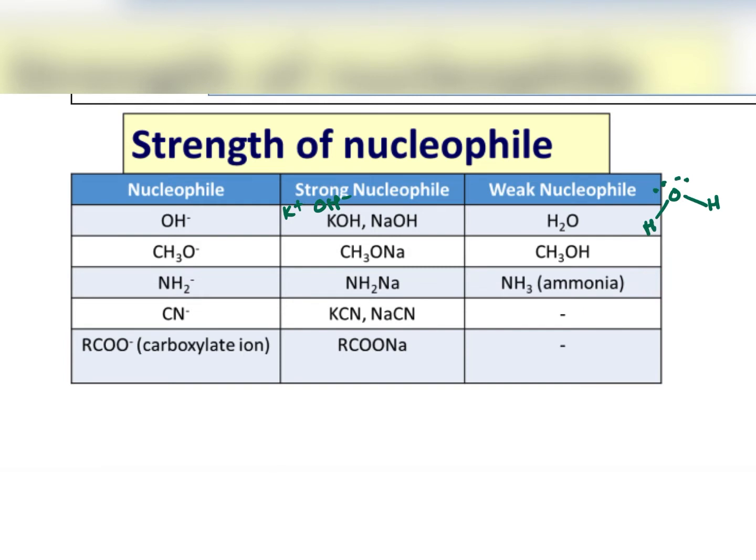Group 1 metal. Okay, so when you have cyanide ion, CN minus, attached to K ataupun Na metal, so dia akan jadi strong nucleophile sebab later on, as I mentioned before, dia akan jadi K plus and CN minus. Okay, so same for carboxylate ion. So kalau it is attached to your metal, okay, it is strong nucleophile. Okay, so untuk weak dengan strong nucleophile ni, it is very important untuk later kita nak tengok SN1 ataupun SN2 mechanism.